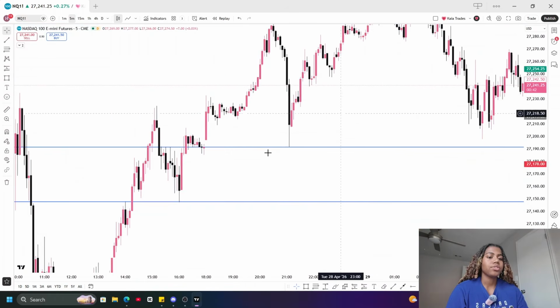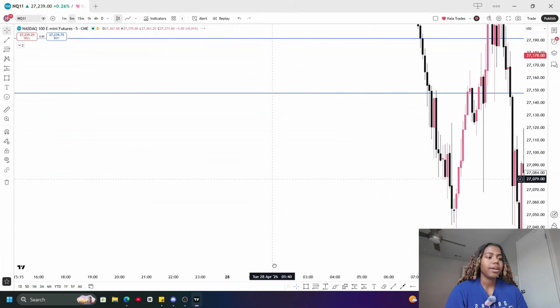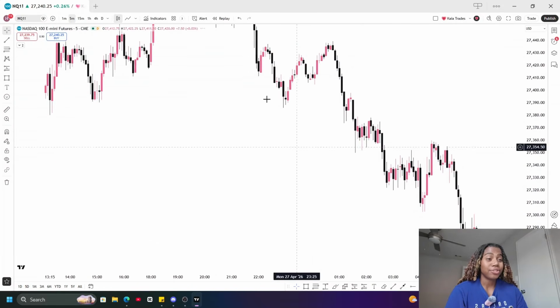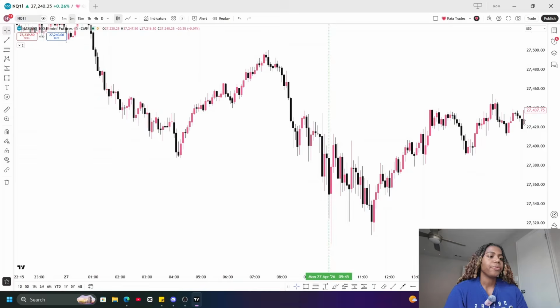So we're going to zoom out just a little bit, going to the previous day. Again, I don't really trade after 11 o'clock or before 9:30. So we're going to look at another example.